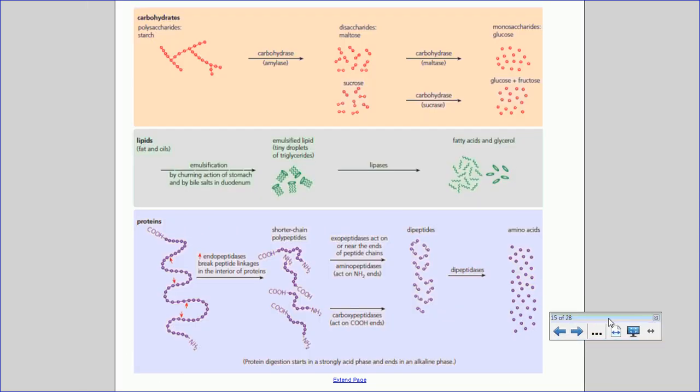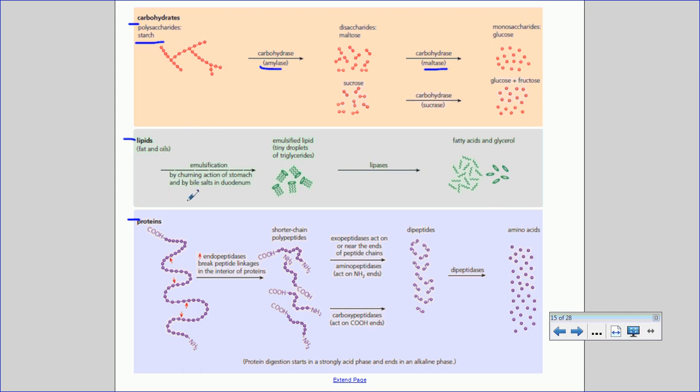So this diagram just runs through what that process of digestion would look like for our different macromolecules: carbohydrates, lipids, and proteins. So for carbohydrates, the main carbohydrate that we might ingest would be starch. That starch is going to be broken down by the enzyme amylase into the disaccharide maltose. And then from there, there's a separate enzyme, maltase, that will break down that maltose into glucose. So maltose is made up of two glucose monomers. Maltase will break apart that disaccharide into glucose units.